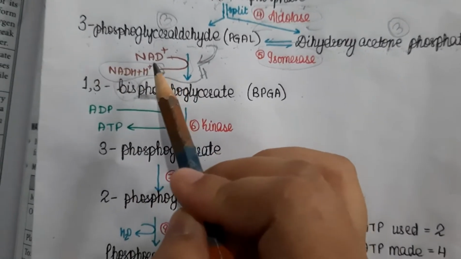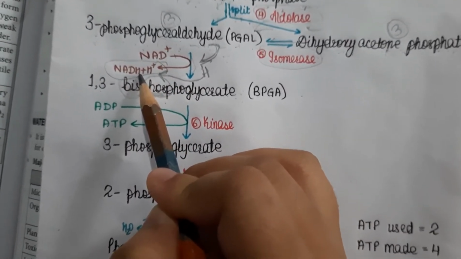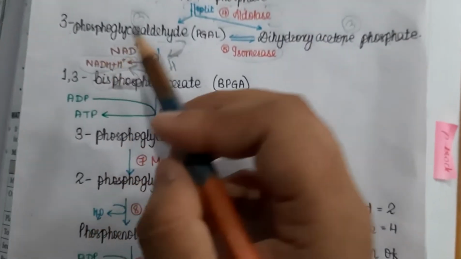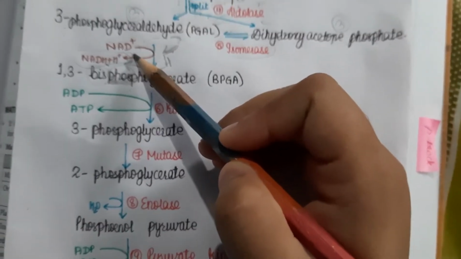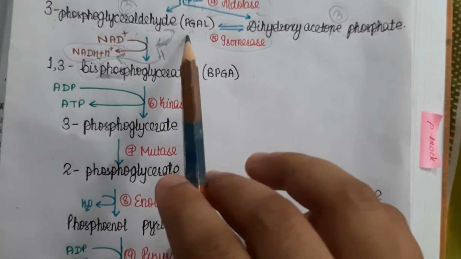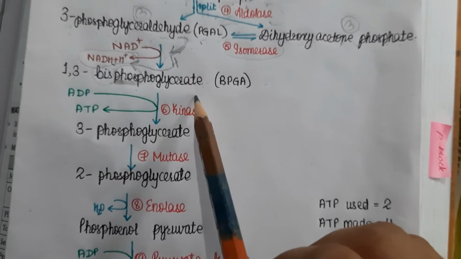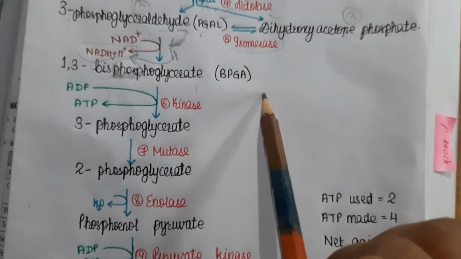Okay, and this NADH plus H plus, or NADH2, later on goes to the ETS, that is the electron transport system. And there it makes three molecules of ATP. Now 3-phosphoglyceraldehyde finally made 1,3 bisphosphoglycerate, which is also called BPGA.